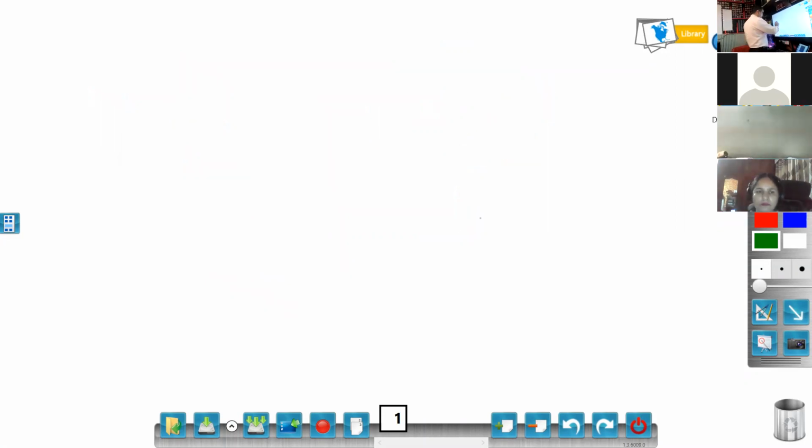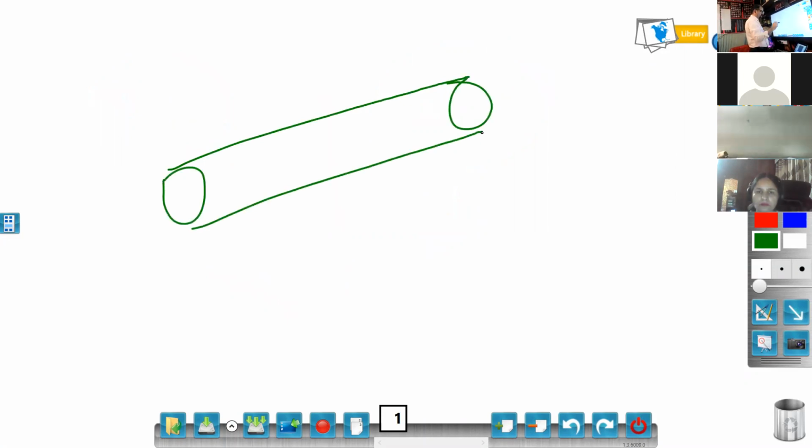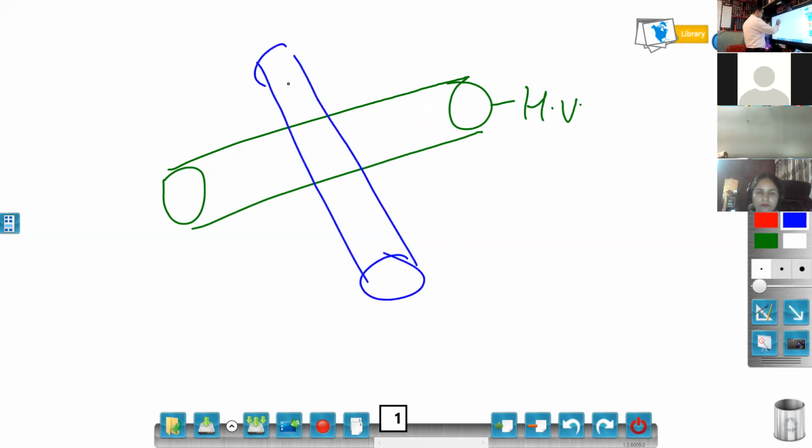What I mean by configuration: if I am seeing one vein, now this green will be hepatic vein, and the other color will be the portal vein. They are perpendicular to each other.